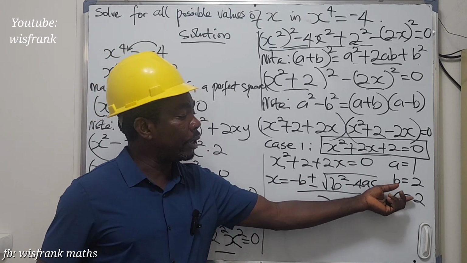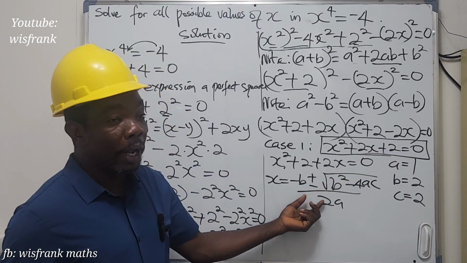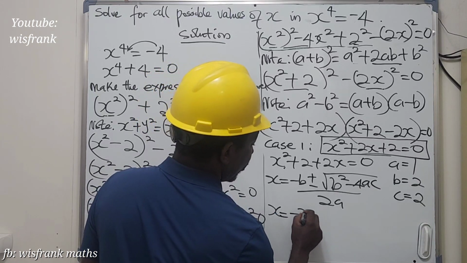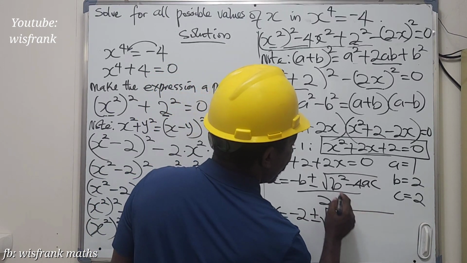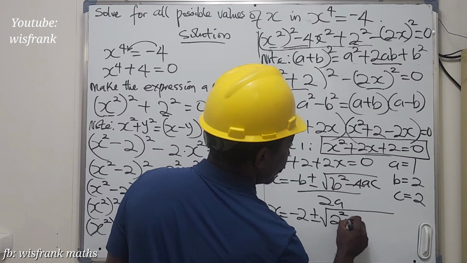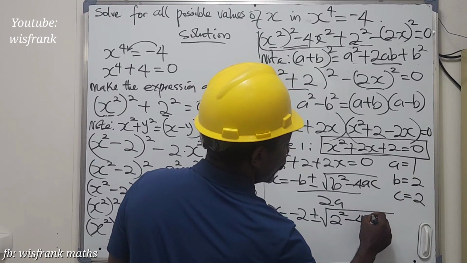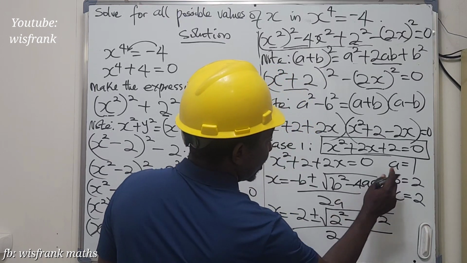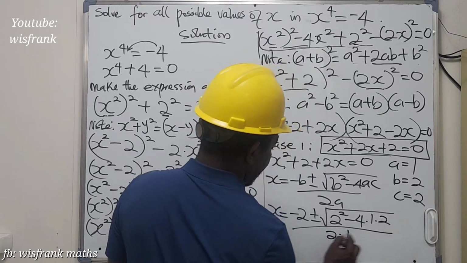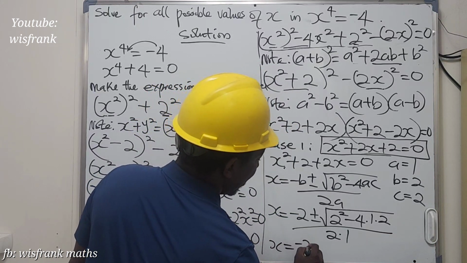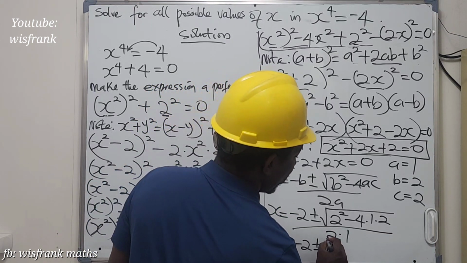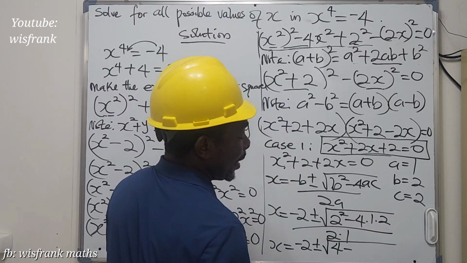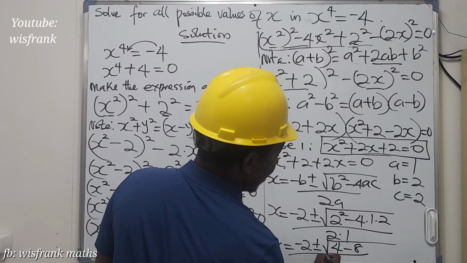We are going to substitute these parameter values into where we have this. So we have x equals, for b we have 2, so minus 2 plus or minus the square root of 2^2 minus 4 times a, our a is 1, times c, which is 2, all over 2 times a, which is 1. In this case, we have our value of x equals minus 2 plus or minus the square root of 4 minus, here 4 times 2 is 8, so minus 8, all over 2.